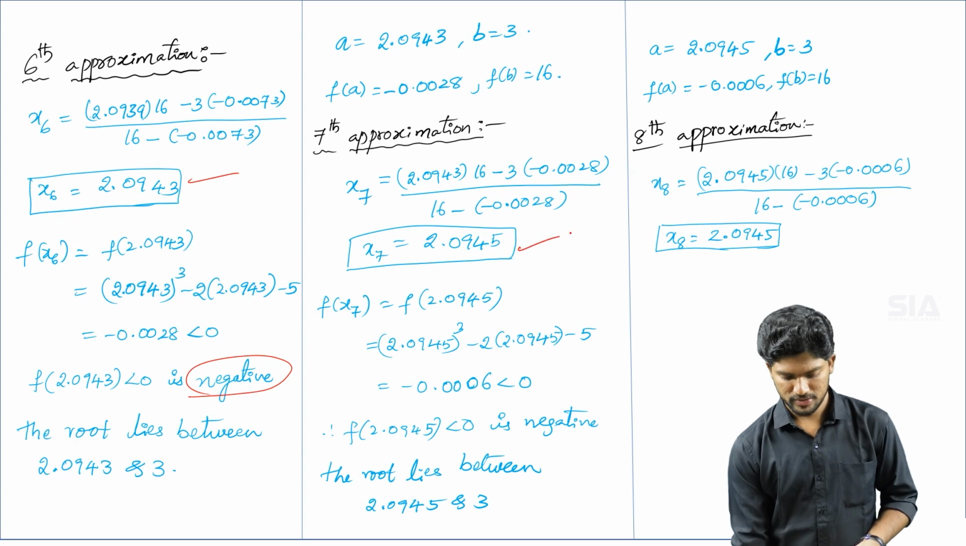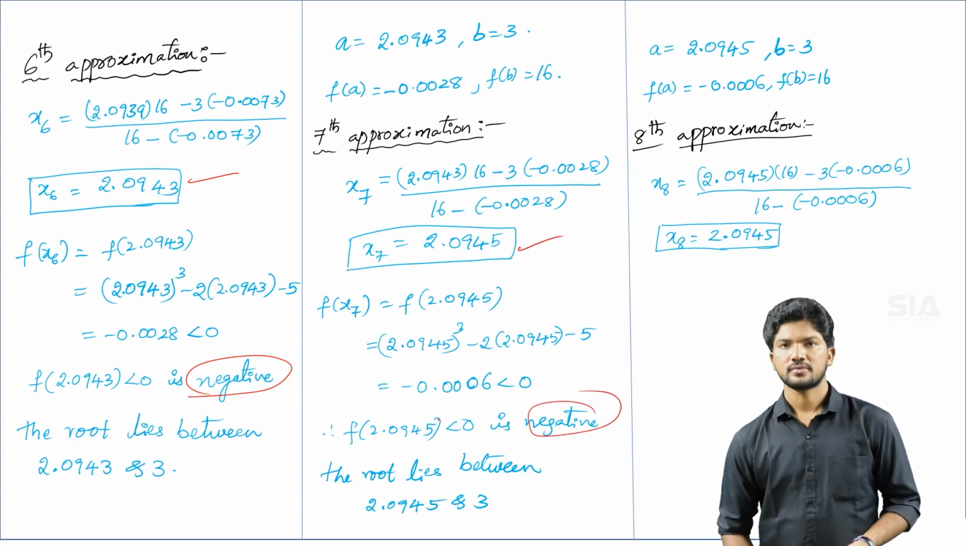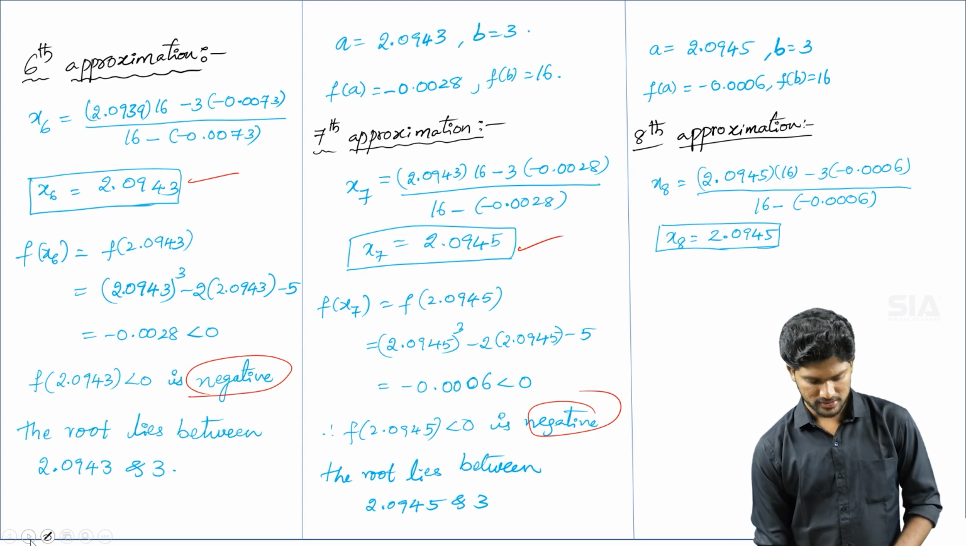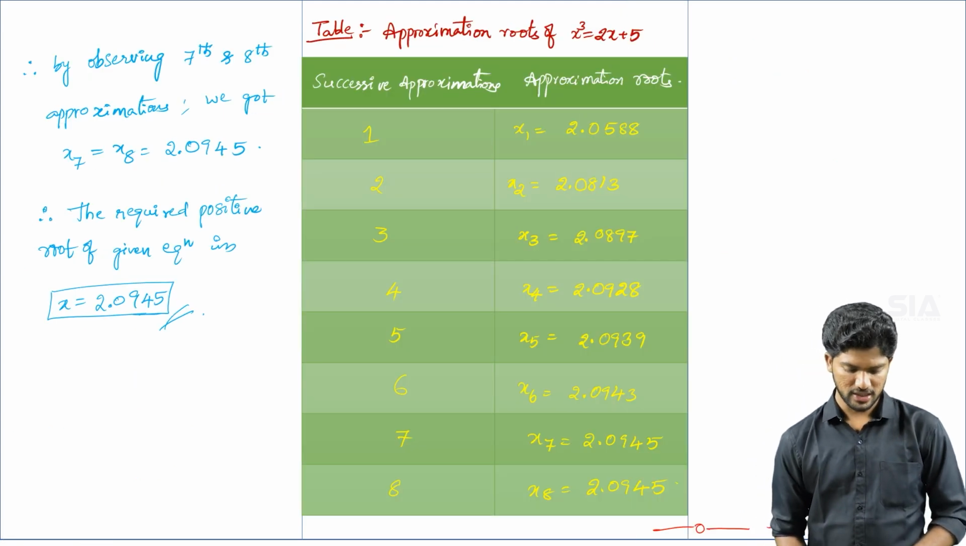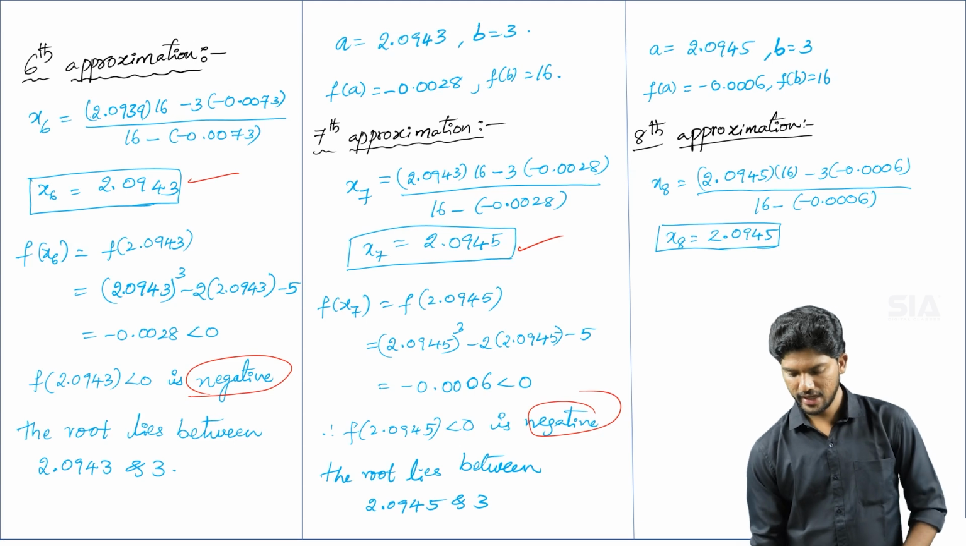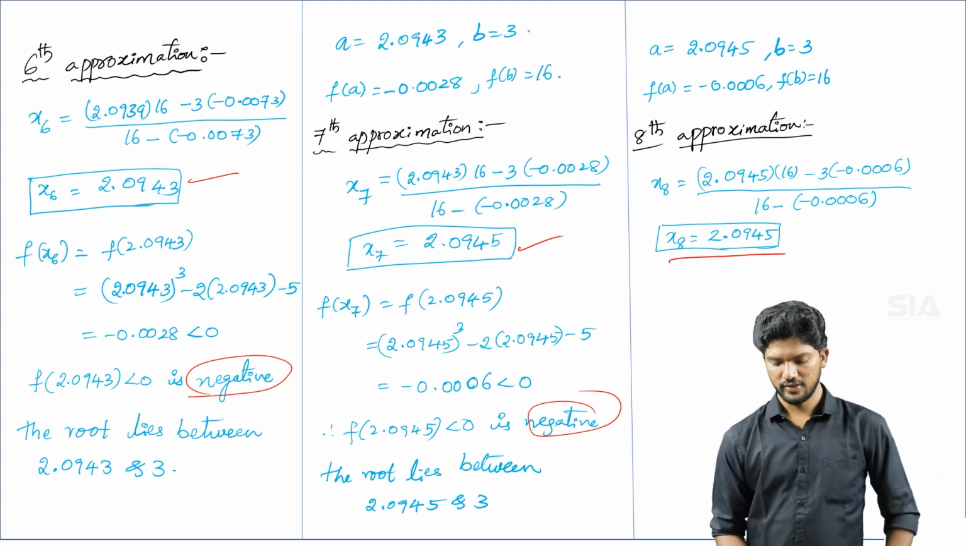So in the seventh approximation also again it is negative. Again f of b is the combination pair, and in the eighth approximation also, you are getting x8 is equal to 2.0945.